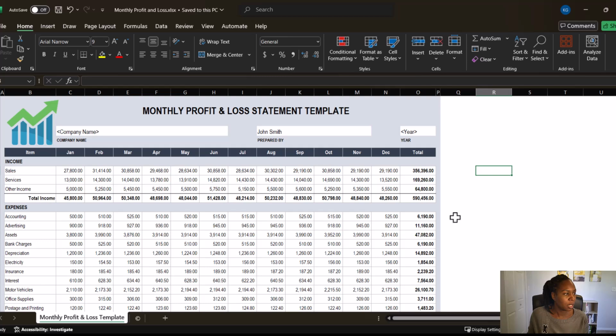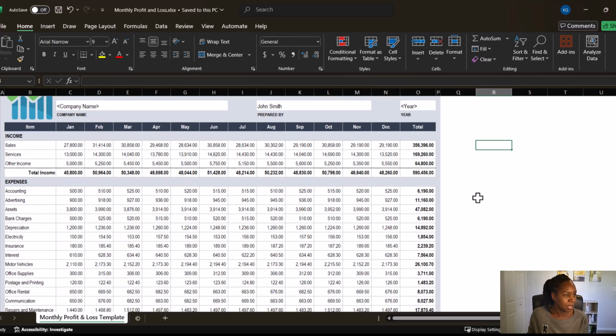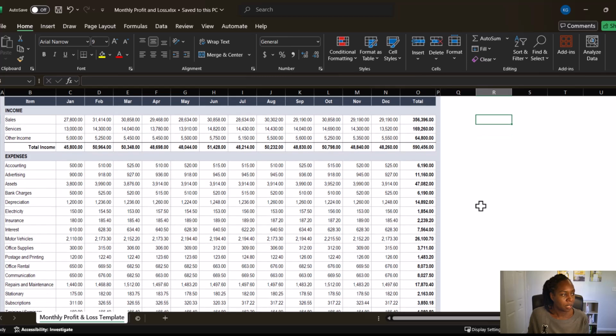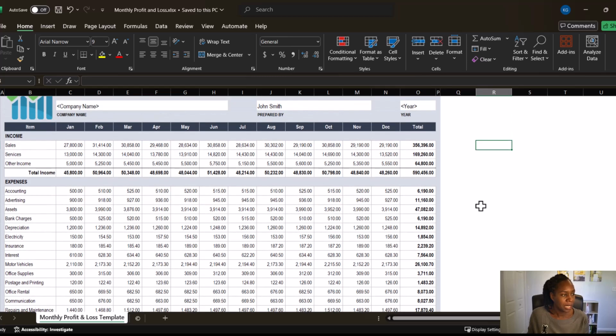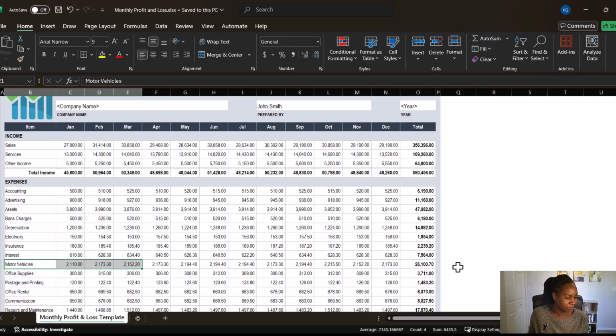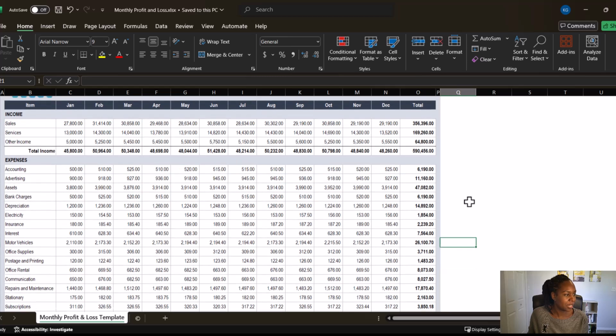So if you are looking at an account and all of a sudden you see a huge spike and you don't understand why that's there, you need to investigate it. Or if you see an amount in an account where you've never spent money on that category, then you need to look into it. For example, you may have an amount for motor vehicles, and you're like, well, I've never purchased motor vehicles before. So you're going to want to look into those type of things.